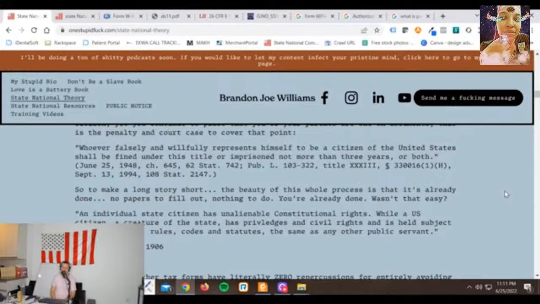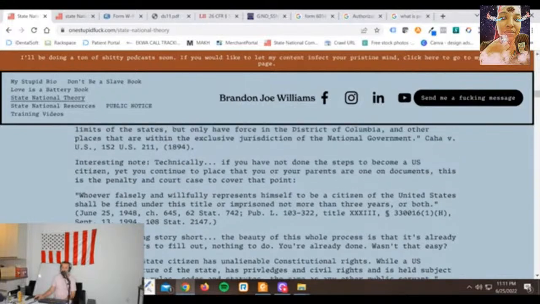It applies to you until you change your status, and then it probably won't apply to you anymore. I'd have to look up each one of these and see if it would still apply, but I doubt it would once you change your status. But for now, until you change your status, whoever falsely and willfully represents himself to be a citizen of the United States shall be fined under this title or imprisoned not more than 3 years or both.